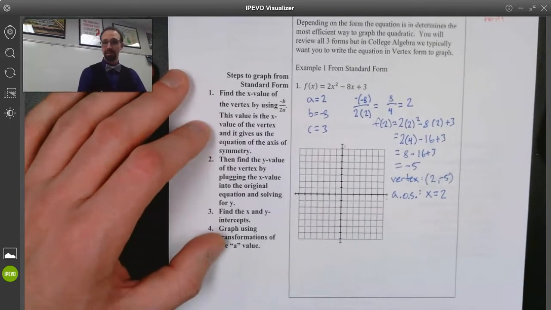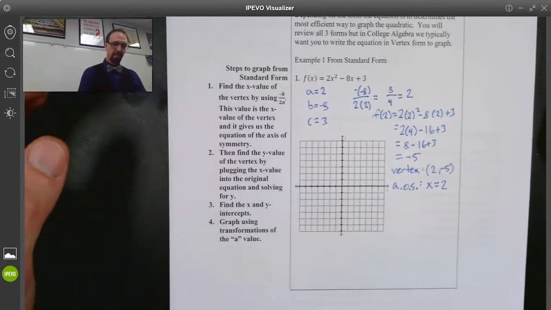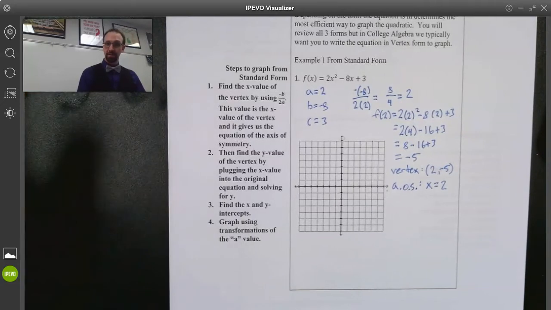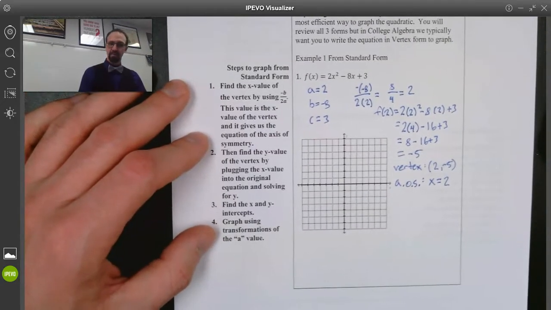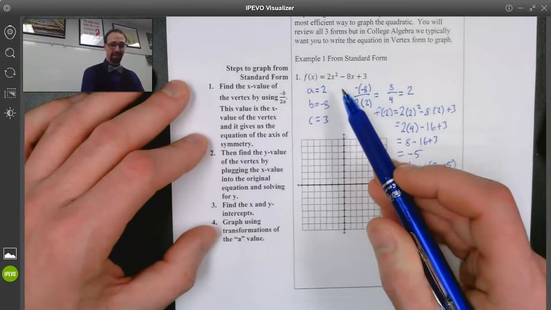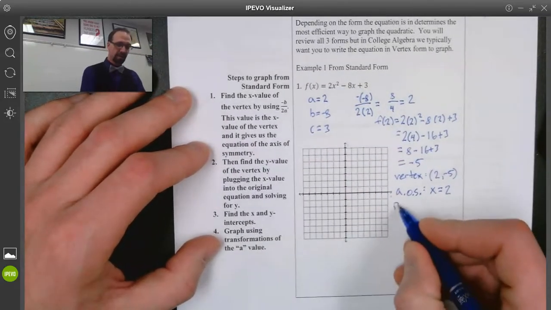Remember, our axis of symmetry is going to be an equation of a line. It says find the x and y intercepts. So remember, to find the x and y intercepts, you either plug in 0 for x or 0 for y. A good way to find the y-intercept is to plug in 0. This is very easy to look at in standard form because this becomes 0 and this becomes 0. What do I mean by that?